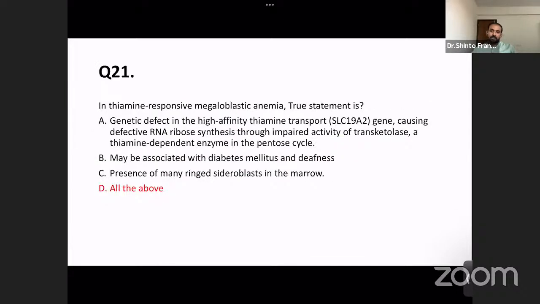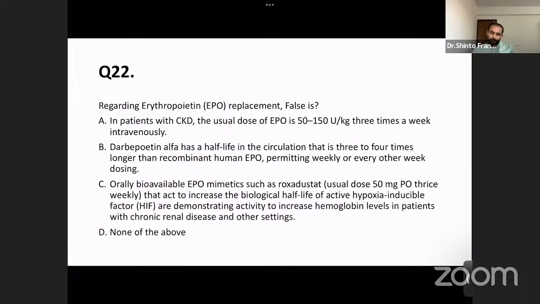So question 21, it's again all the above. Question 22, regarding EPO replacement, false statement. The CKD usual dose of EPO is 50 to 150 units per kg, 3 times a week. Darbepoetin alpha is a long-lasting one, with a half-life in circulation 3 to 4 times longer than the normal EPO, so it may permit weekly or every other week dosing.